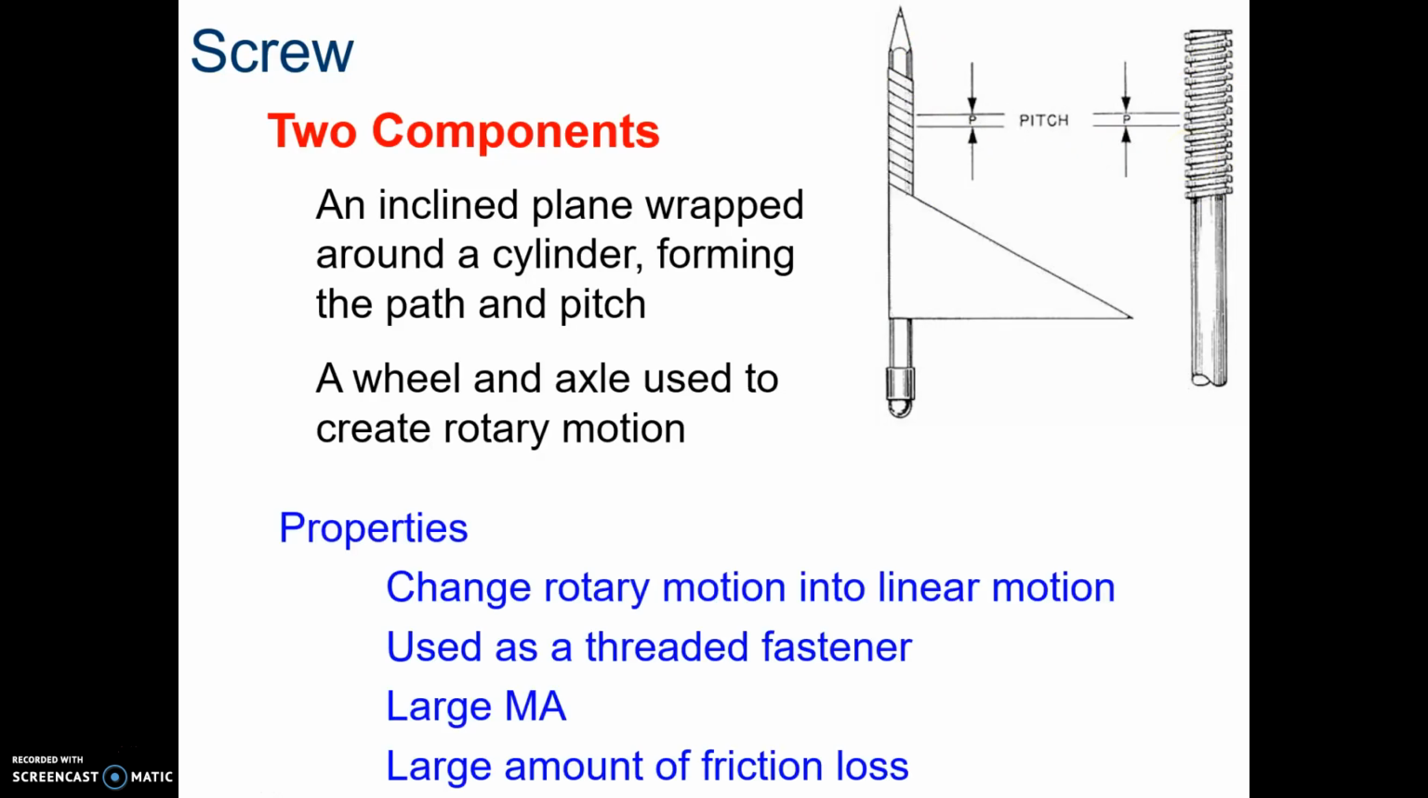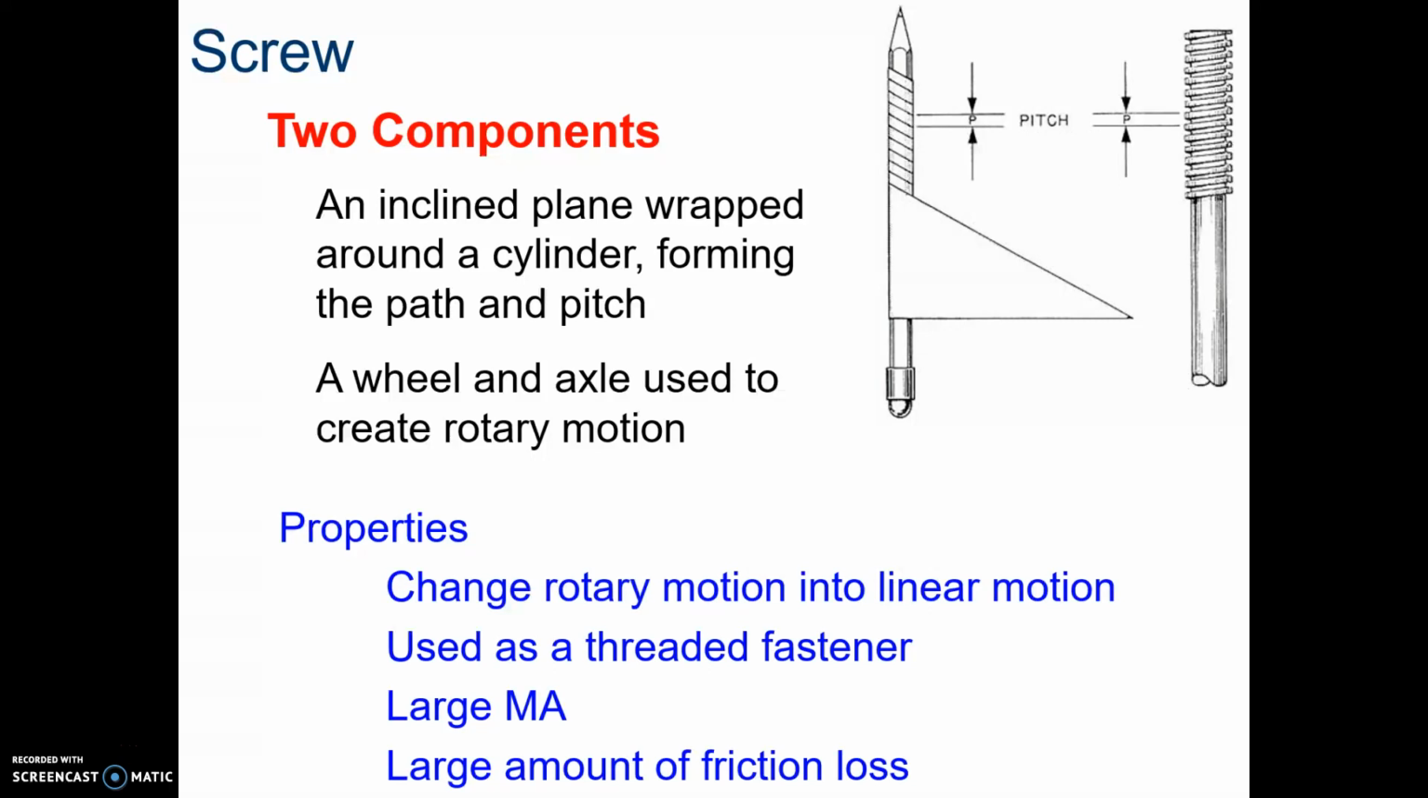Go ahead and write all of this slide down. These are very important parts of a screw, the components and the properties. In the blue, the properties: they change rotary motion into linear. I talked about the car jack earlier in the example with the picture. You twist the handle, the screw turns, and that in turn raises or lowers your car if you have a flat. So going rotary to linear. They're used as thread fasteners: screw, nut, bolt, any kind of fastener that has threads. That's their purpose. They have a large mechanical advantage, a huge IMA, put it that way.